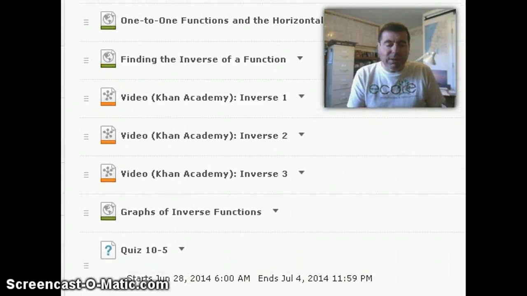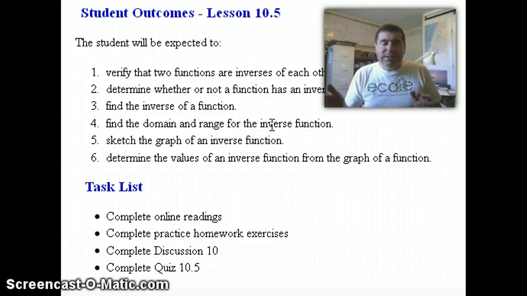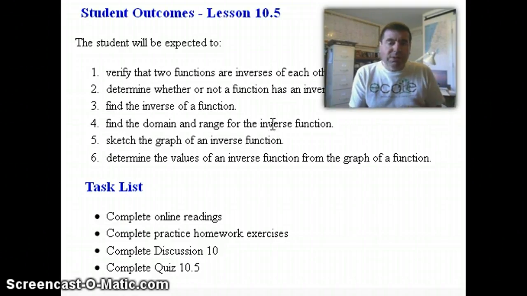All right, let's take a second and go back over this. Here are your objectives. You want to verify that 2 functions are inverses of each other. That's an important skill. Determine whether or not a function has an inverse. That is a very important skill. Finding the inverse of a function, and the domain and range of an inverse function. When you're working in a week, you're working from 0 hours to the maximum hours there are in a week. And so the money you're going to make is going to be from 0 to the maximum number you could make. And if we work backwards, it would be a similar situation.